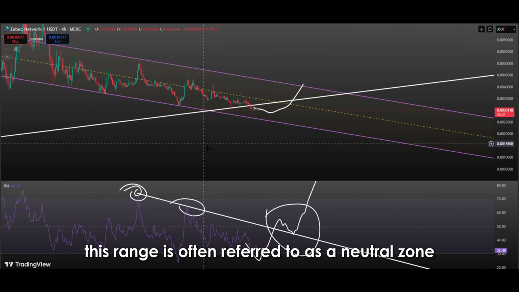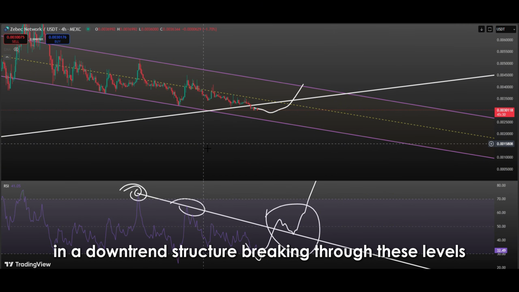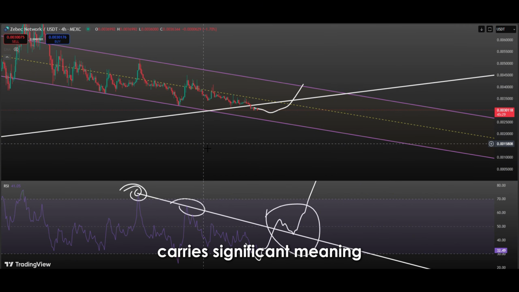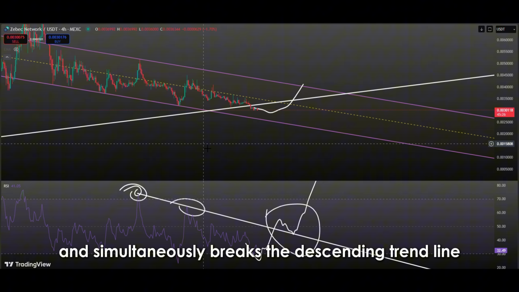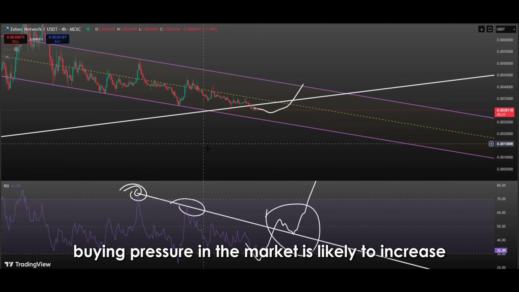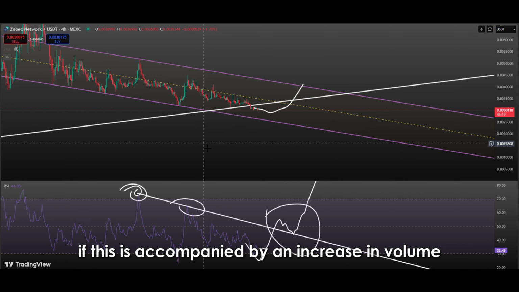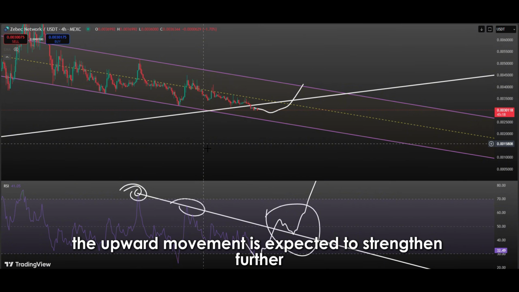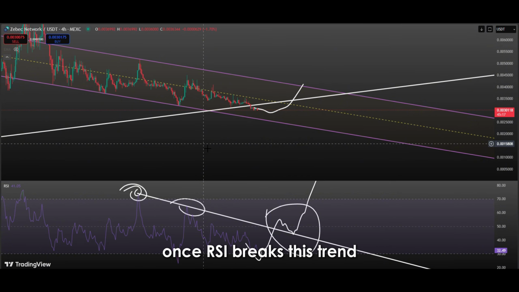Although this range is often referred to as a neutral zone, in a downtrend structure, breaking through these levels carries significant meaning. If the RSI breaks above the 50 level and simultaneously breaks the descending trend line, it indicates that investors are starting to believe the price is no longer going to fall. From this point on, buying pressure in the market is likely to increase. Especially if this is accompanied by an increase in volume on the price chart, the upward movement is expected to strengthen further. Once RSI breaks this trend, the price typically starts to rise.